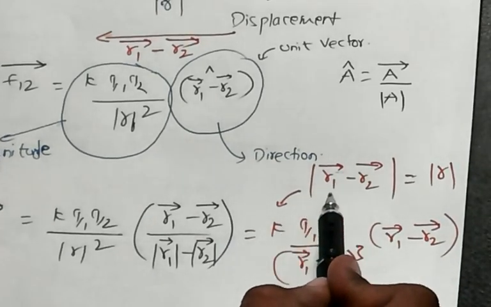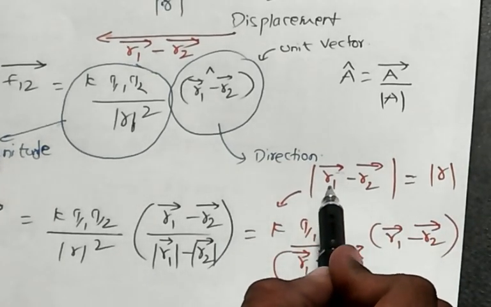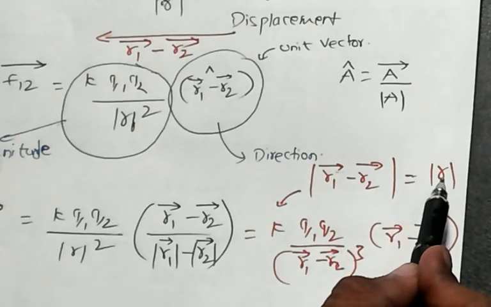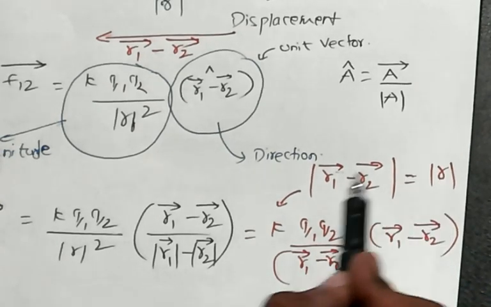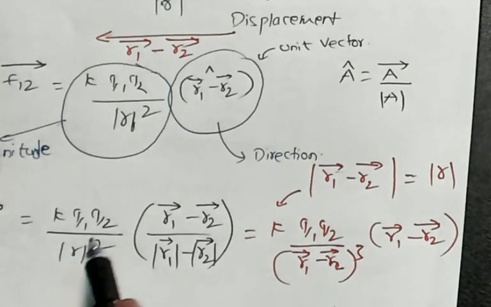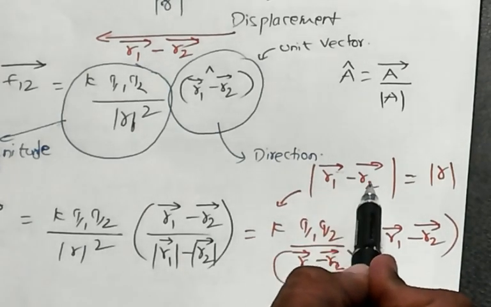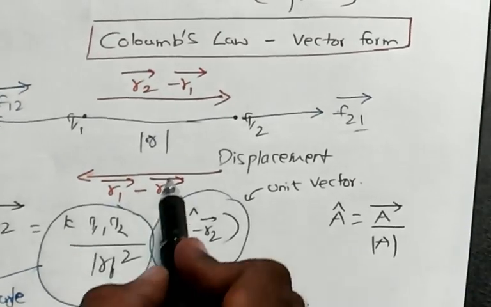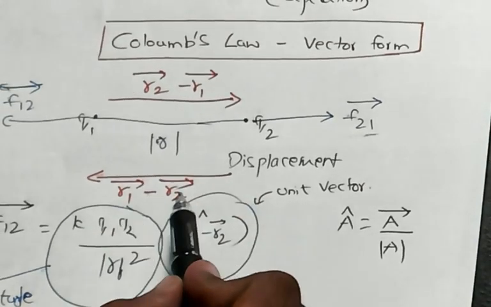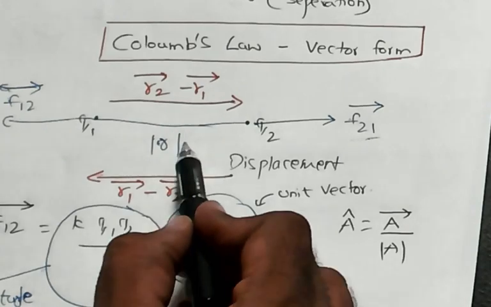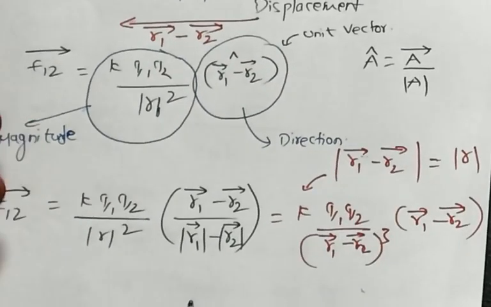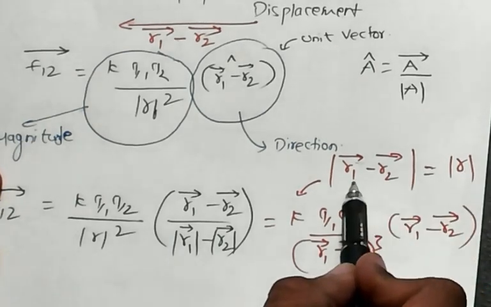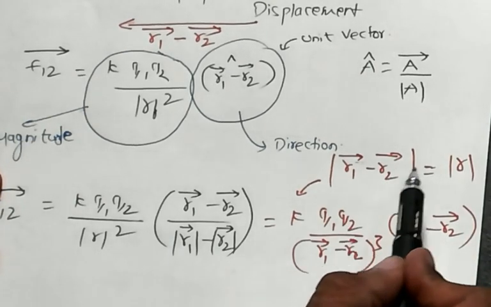Now we have seen that R1 minus R2 modulus is equal to R modulus. So यहाँ के R modulus है ना, so R1 minus R2 modulus is equal to R modulus. यहाँ देखा ना हम, R1 minus R2 modulus is equal to R modulus. So if we represent that here, R modulus is equal to R1 minus R2 modulus.